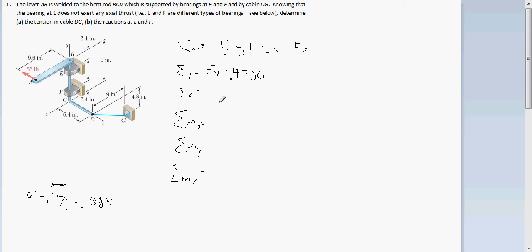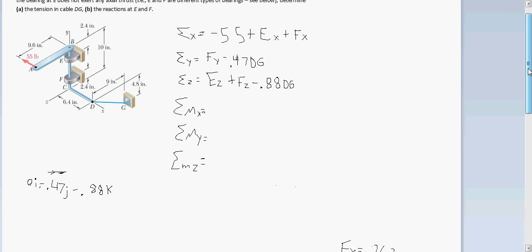And I believe those are the only two y forces, so we'll move on to the z. We have a z force at E and F. We have a negative z force in that cable. And I think that's it, so we'll move on to the moments.